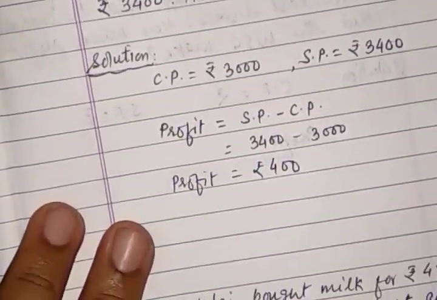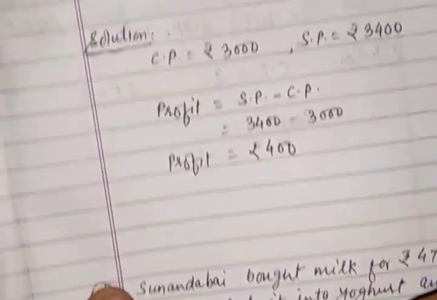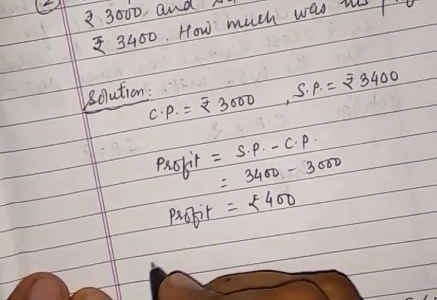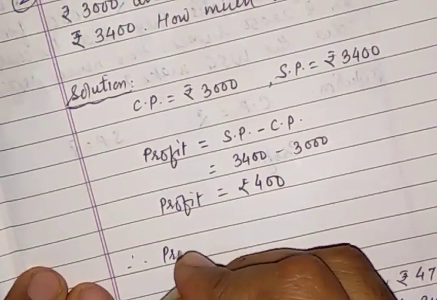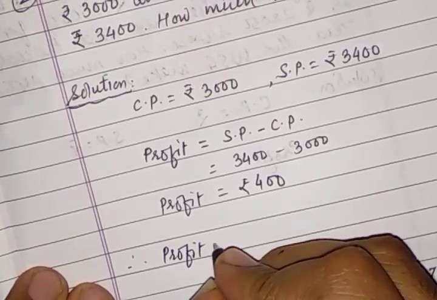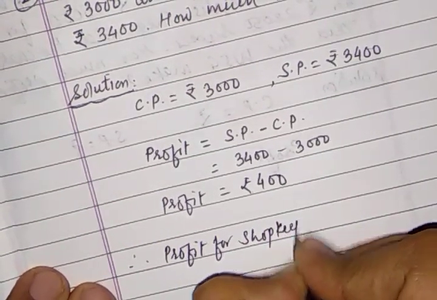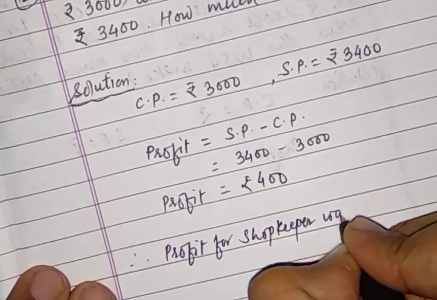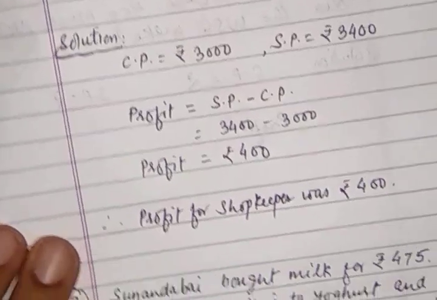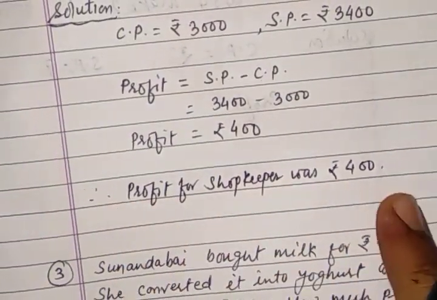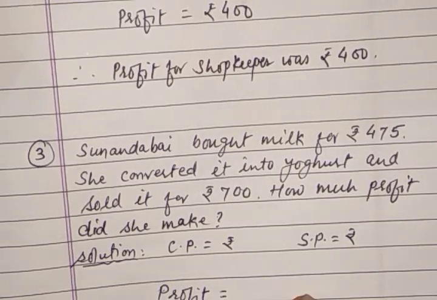Students, it is a word problem, so always write your answer in words in a statement. Okay, so therefore profit for shopkeeper was rupees 400. Okay, you have to write a statement because it is a word problem. Let's see problem number 3.